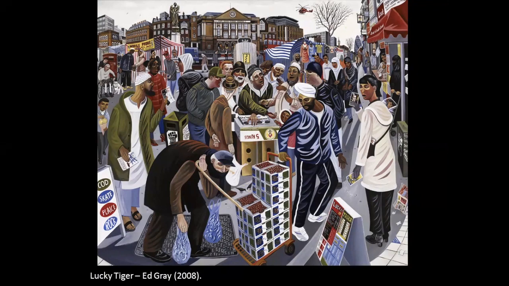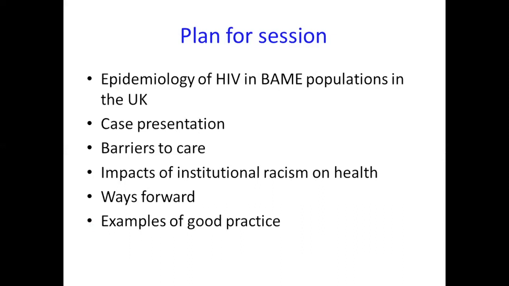What you can see is that the population in Whitechapel is very diverse, and these are the kind of patients that I see in clinic, and it's the patients that have really driven my interest in BAME populations and their needs. So we're going to talk today about the epidemiology of HIV in BAME populations in the UK. I'm going to use a case presentation to talk about some of the issues, talk about barriers to care, the impacts of institutional racism on health and health outcomes, ways forward, and just give some examples of good practice at the end.